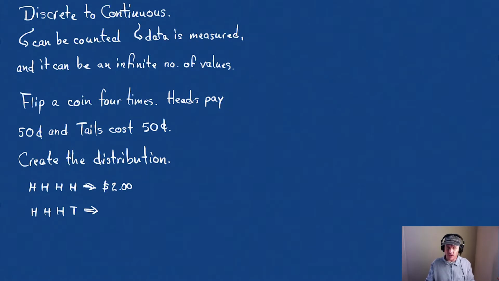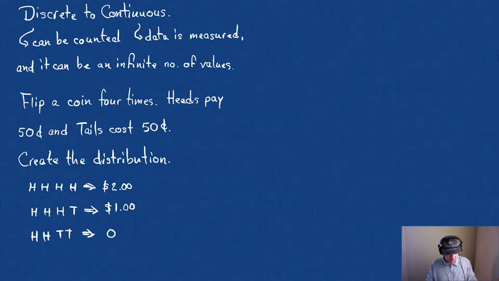Notice the first head is worth 50, the second head is another 50, that's $1. Then you get another 50 for a head, so you're at $1.50. But then you have to pay for the tail, so your $1.50 goes down to $1. That often surprises people if they're not careful. So now we're at $1. Now we could get 2 heads, which would mean we got 2 tails. We would bring in $1, we would pay out $1, and so we would be at 0.